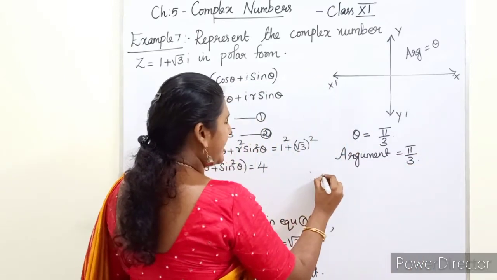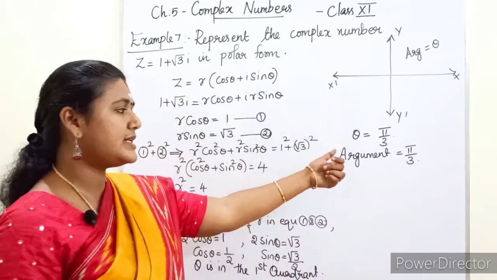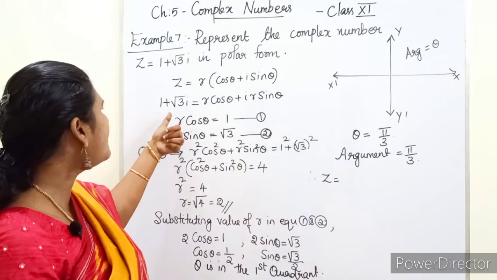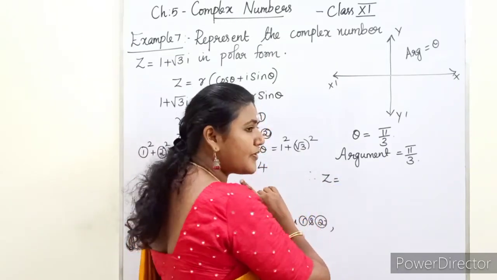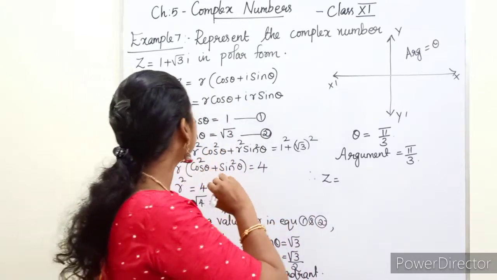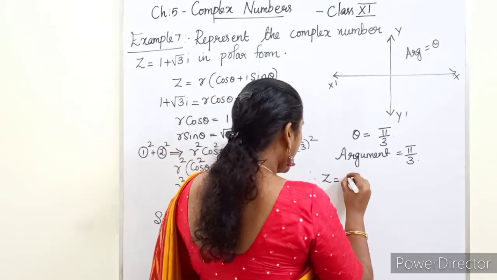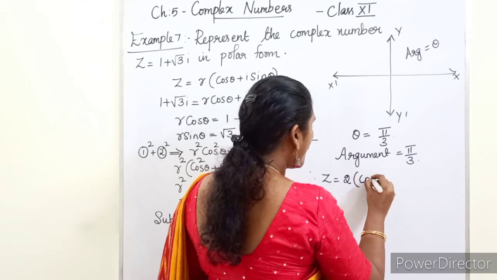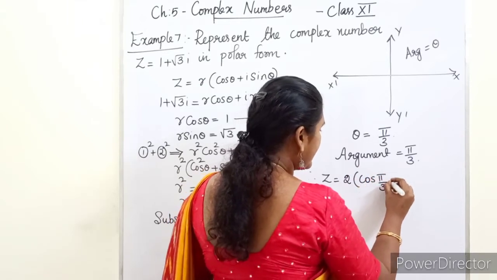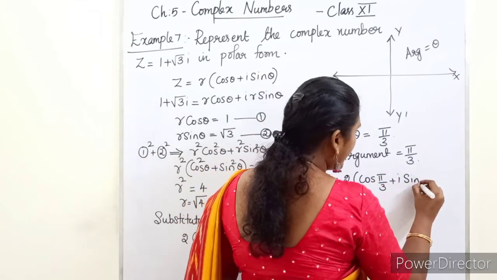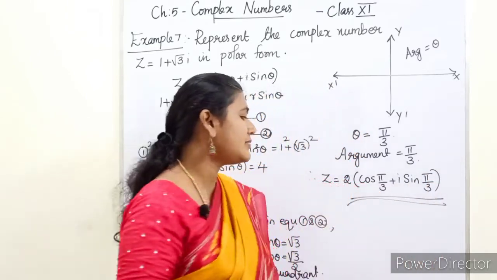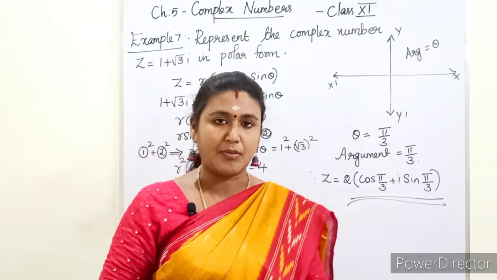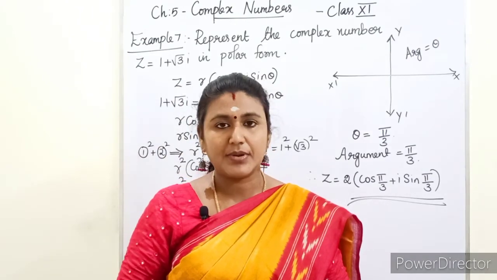Therefore, we got the r and theta values. Now we will write the polar form of the complex number. So z is equal to, the r value is 2, so 2 times cos pi by 3 plus i sin pi by 3. This is how we have to represent the given complex number in polar form. Now we will see the next example.